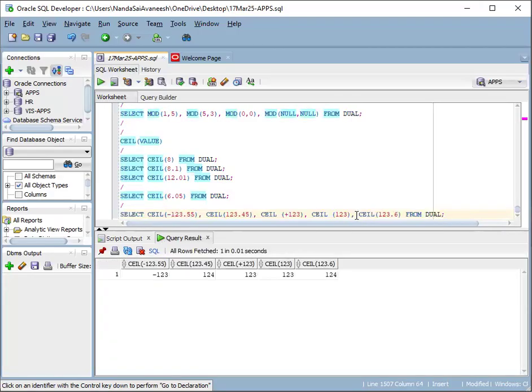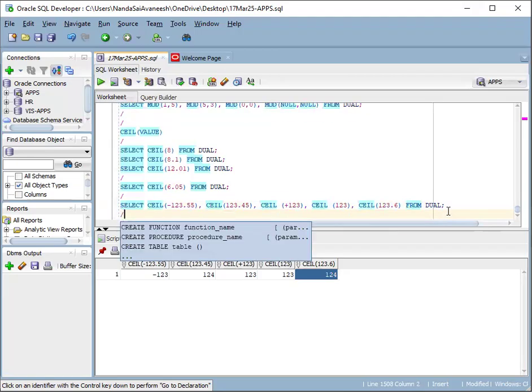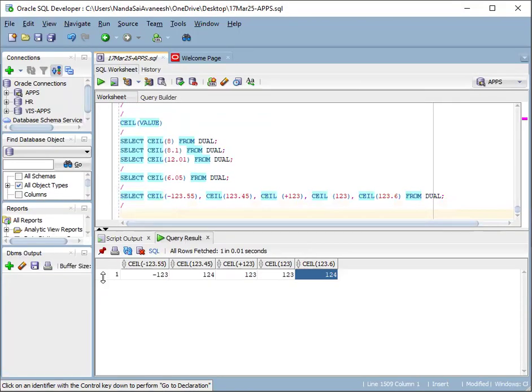Okay. So here minus 123.55 becomes minus 123. That is the next highest value for the negative. This has the negative sign, so minus 123 is higher than minus 123.55. In the same way 123.45 is 124. 123 is 123. CEIL of 123 is also 123. And CEIL of 123.6 is 124. Okay. So like this you can use the CEIL function to get the next highest value for the given number.